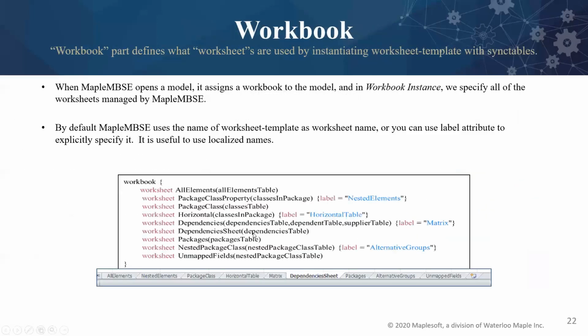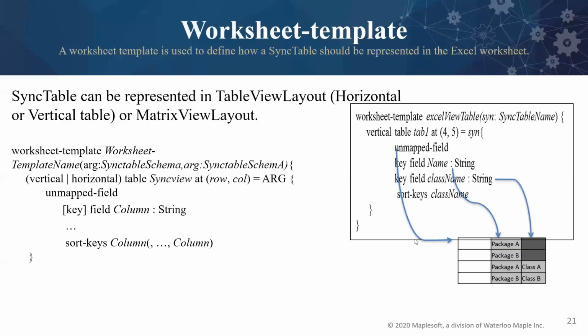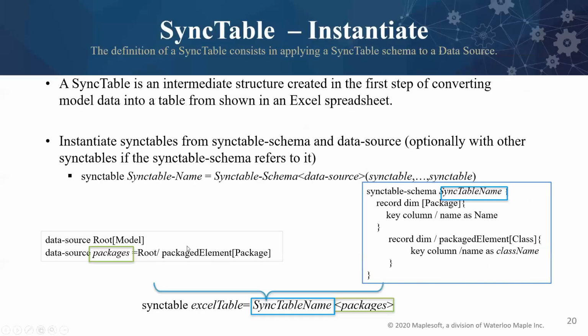And finally, the workbook. I have actually used a snippet from a different sample to show different alternatives. When I use a workbook, what MapleMBC will do is create an Excel workbook. And within the workbook, I can define the worksheets that I want. Say in this snippet, we can see the worksheet all elements, and this is the sync table. So all elements is the worksheet name. MapleMBC will create a worksheet called all elements, and it is going to display information of the sync table. In this case, it's going to create a worksheet called Excel view table, and it's going to display information that comes from the sync table Excel table.